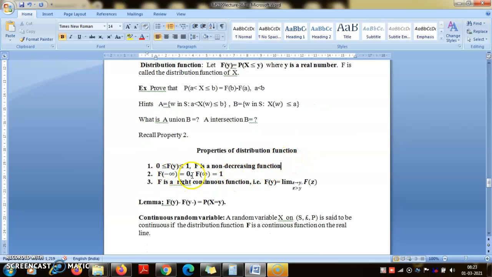So F(minus infinity) is 0 and F(plus infinity) is 1. This really follows from the first property. Why? Because you see, F(y) is... so you look at the sequence.